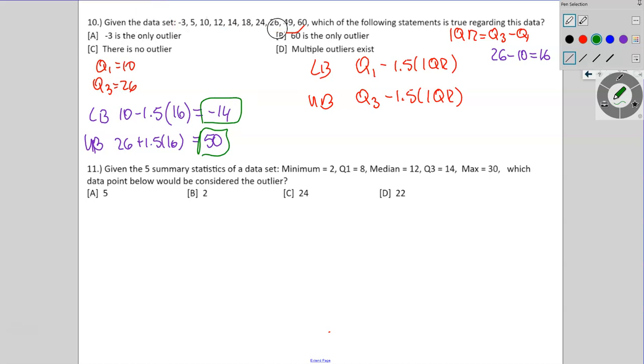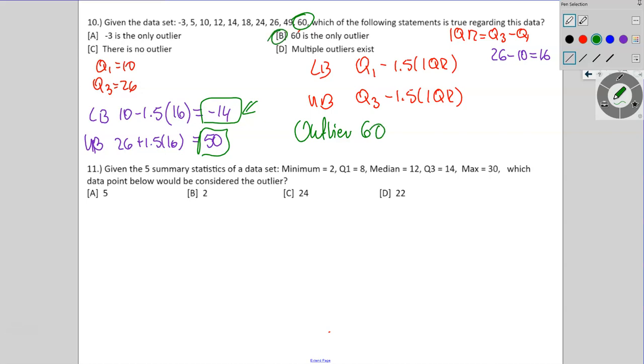So I'm going to look at my data here. Do I have any values in my data that are lower than -14? No, I do not. Do I have any values that are higher than 50? Yes, I do, 60. So my outlier is 60. So it will be answer B.